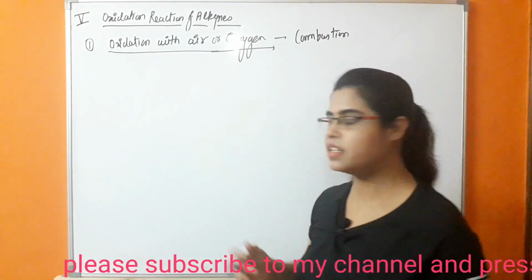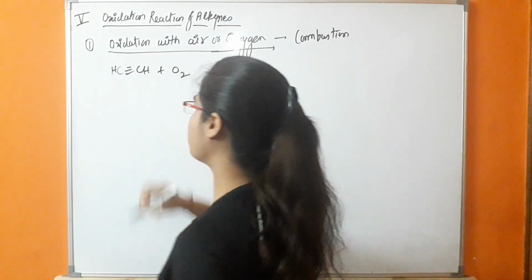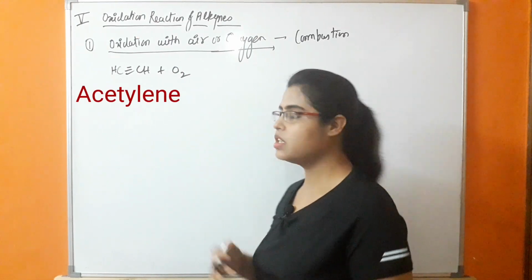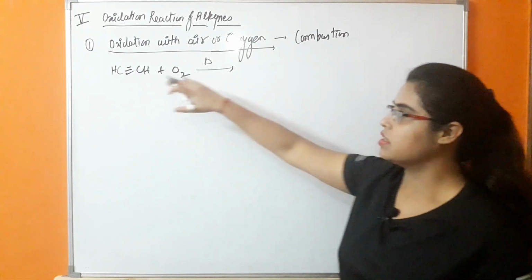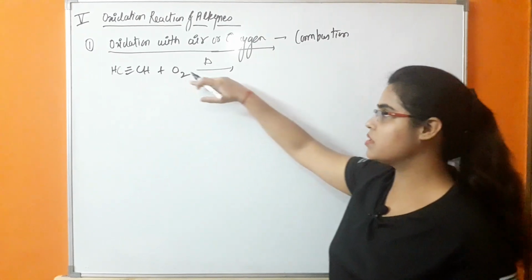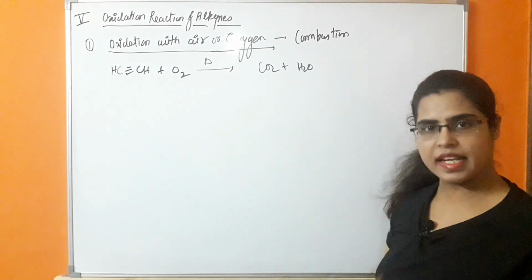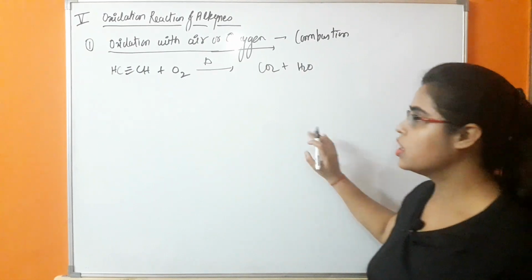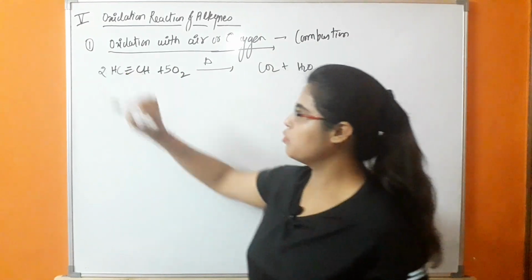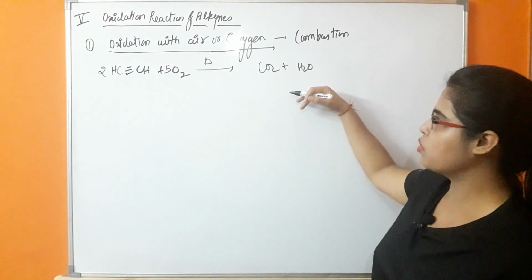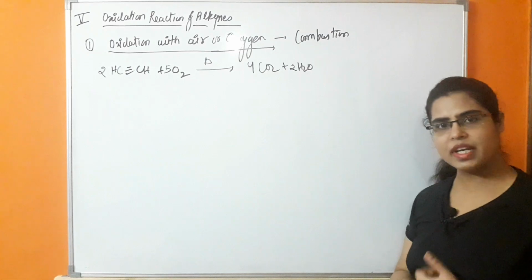So what is happening in this condition? When CH triple bond CH is in the presence of oxygen, you have to balance the reaction. First of all, what will be the product formed? This is a combustion reaction, so the alkyne will completely combust in the presence of oxygen. There will be formation of CO2 and H2O. So you have to balance the reaction. In this, 5 molecules of oxygen will be taken with 2 moles of acetylene, so there will be formation of 4 moles of CO2 and 2 molecules of H2O.